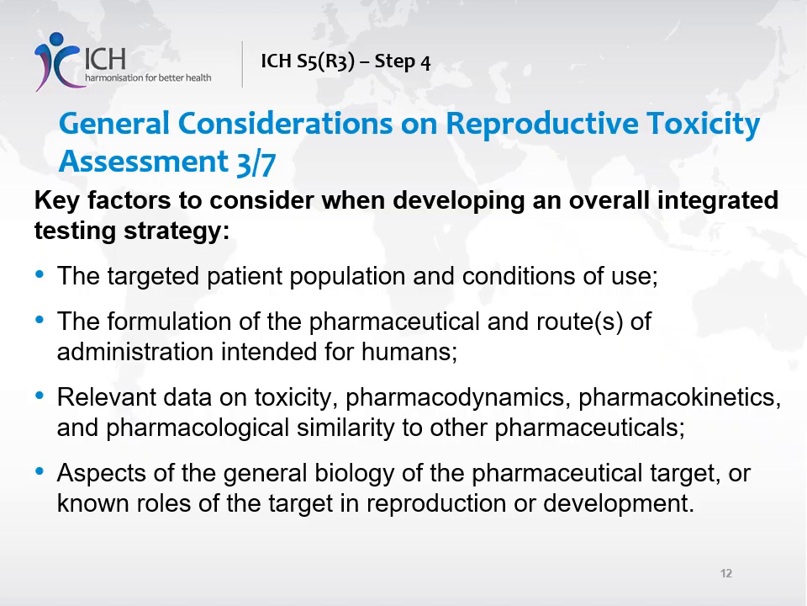The following key factors need to be included when an overall integrated testing strategy is developed: the targeted patient population and conditions of use, especially in relation to reproductive potential and severity of disease; the formulation of the pharmaceutical and routes of administration intended for humans; relevant data on toxicity, which can also include data from in vitro, ex vivo and non-mammalian studies and structure-activity relationships, but also pharmacodynamics, pharmacokinetics and pharmacological similarity to other pharmaceuticals; and aspects of the general biology of the pharmaceutical target or known roles of the target in reproduction or development.